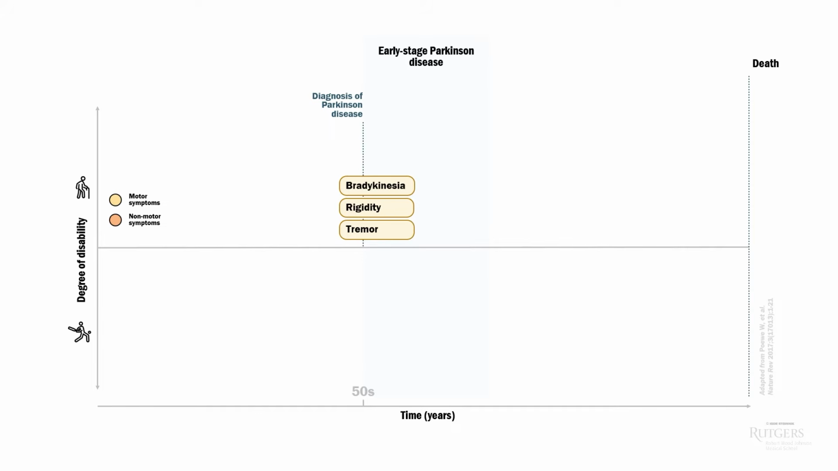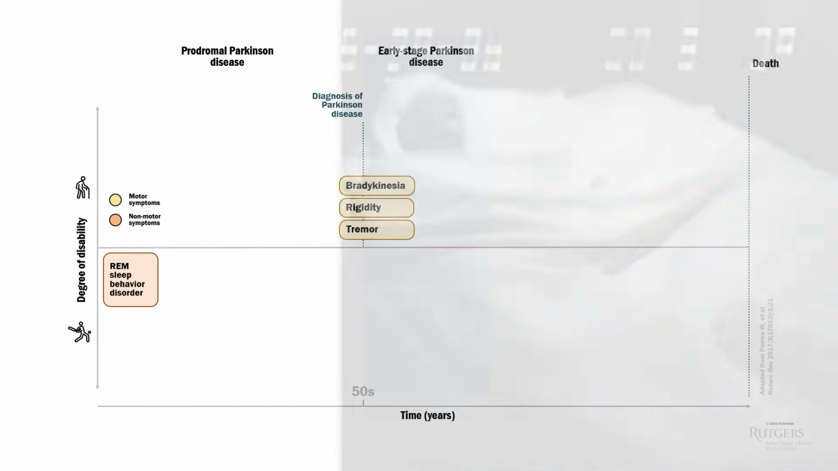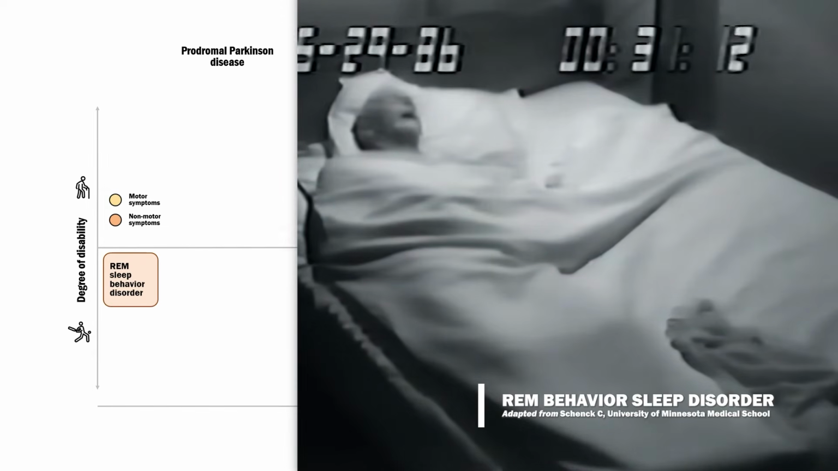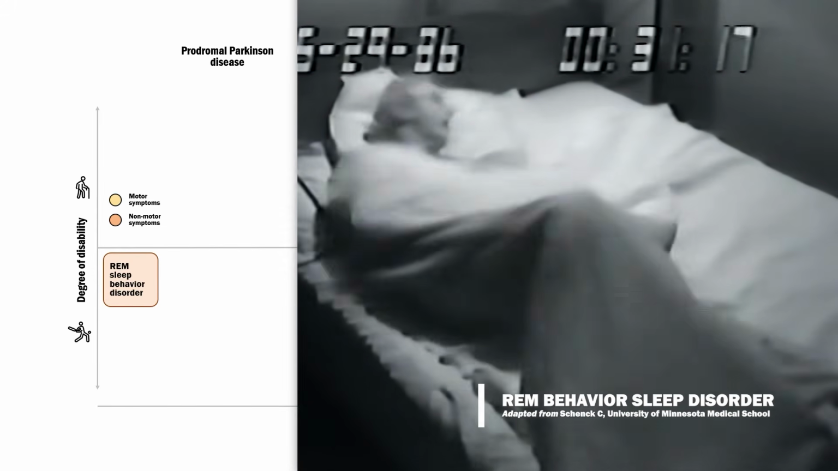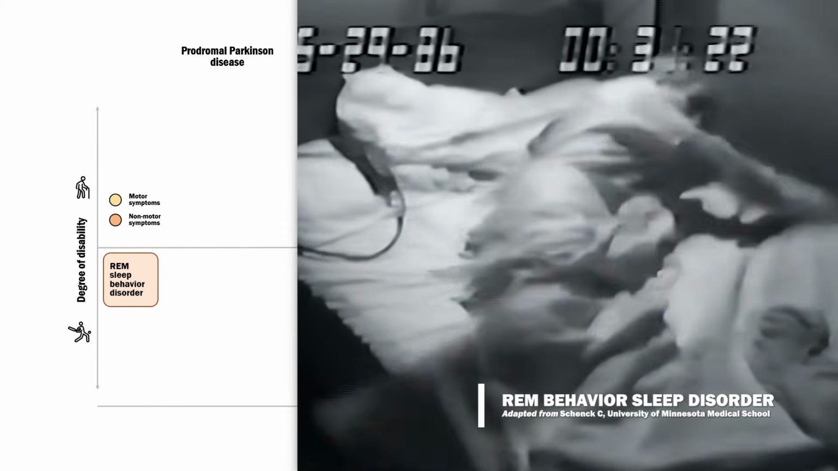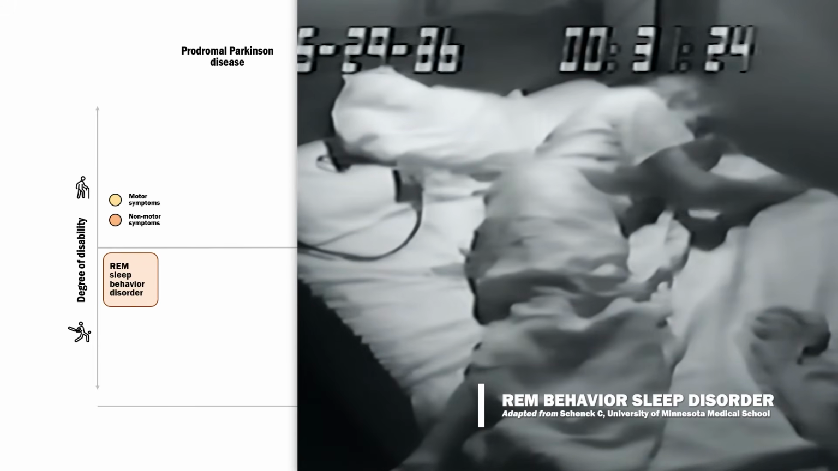So years, even decades before the onset of motor symptoms, in the prodromal phase, patients may start developing peculiar non-motor symptoms. Rapid eye movement behavior sleep disorder is an important one. In healthy people, movements are inhibited during REM sleep. But patients with REM behavior sleep disorder lose that inhibition, that sleep atonia, and act out their dreams. Patients sometimes injure themselves and their partners. Our patient's partner actually reported this phenomenon.